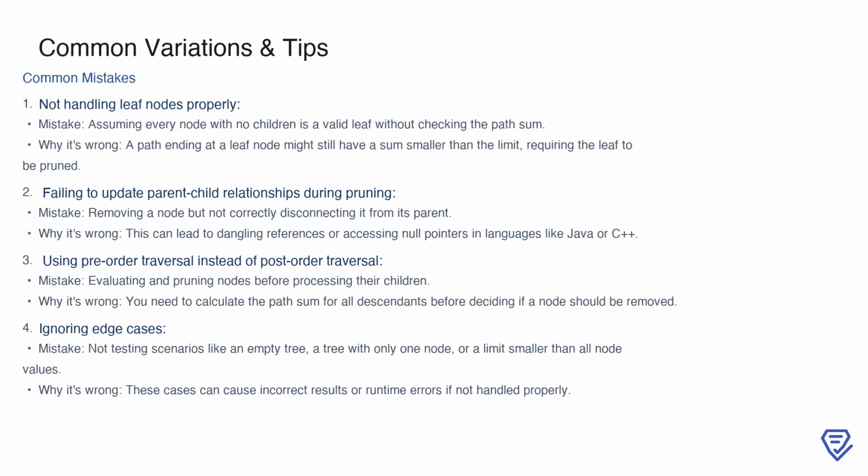Next, using pre-order traversal instead of post-order traversal is a common pitfall. Pre-order evaluates and prunes nodes before processing their children, but since you need the path sums for all descendants to make a decision, post-order traversal, where you process children first, is the correct choice. Lastly, ignoring edge cases like an empty tree, a single node tree, or a very small limit can result in runtime errors or incorrect outputs. Proper testing ensures your solution is robust against these scenarios.